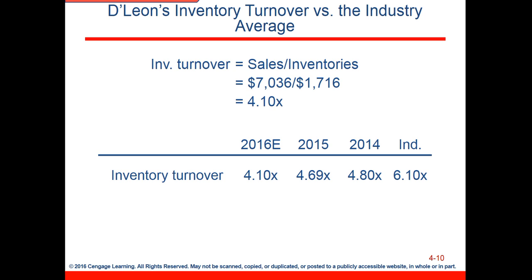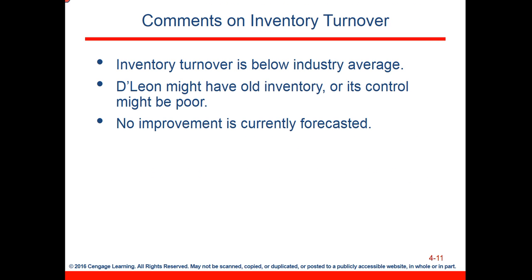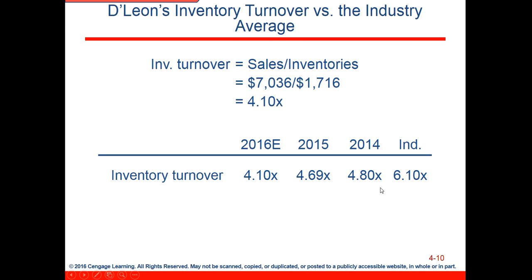Inventory turnover ratios, which is sales over inventories, is 4 times, and the industry is 4.6. Inventory turnover is below the industry average. The company might have an old inventory, or its control over inventory may be poor, and there is no improvement that is currently being forecasted. So we look at the results, and the sales over inventories is kind of decreasing, which means the inventories are increasing, or the sales is decreasing given specific inventories.